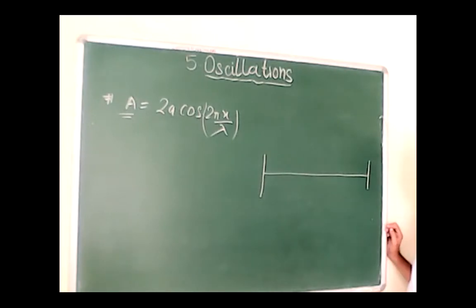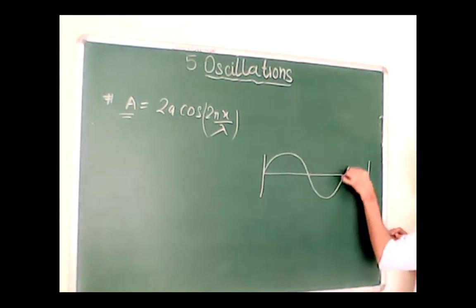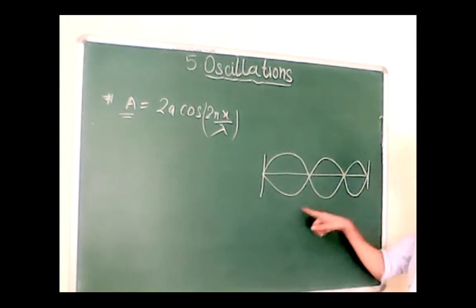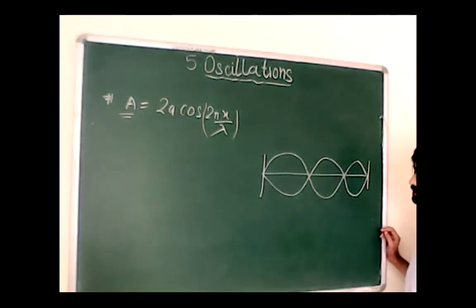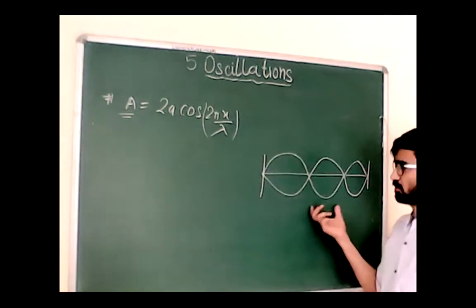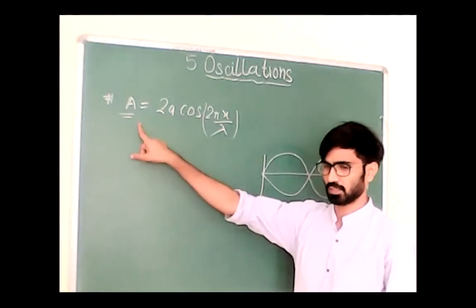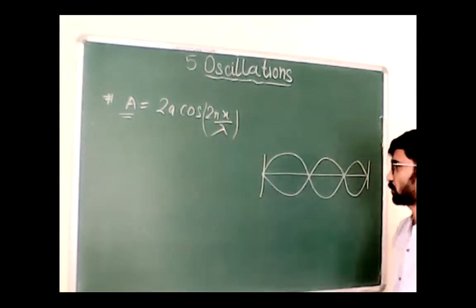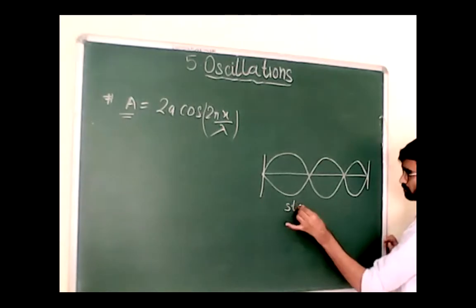So, as we know, these stationary waves will look like this. Two waves are moving on the same path in opposite directions. If we find the equation for this wave, we have found that the amplitude is given by 2a cos(2πx/λ). So, this is called a stationary wave.